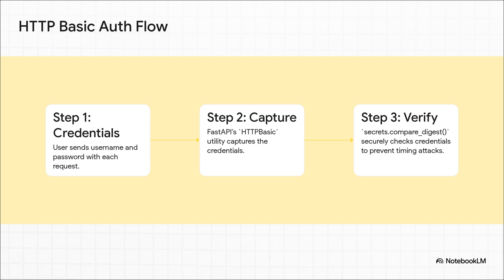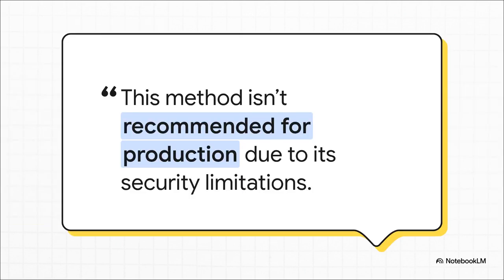Then we check them. And see that secrets.compare_digest function? That's super important. It defends against something called a timing attack, where a hacker tries to guess a password by measuring tiny differences in the server's response time. Clever, right? But, and this is a huge but, here's the catch. You're sending the password over and over again. It's like shouting the secret password across the castle courtyard every time you want to get into a new room. As the official docs point out, it's a great tool for learning the concepts, but you would never guard a real fortress this way. It's just not secure enough for production.